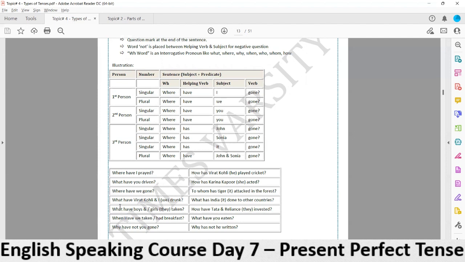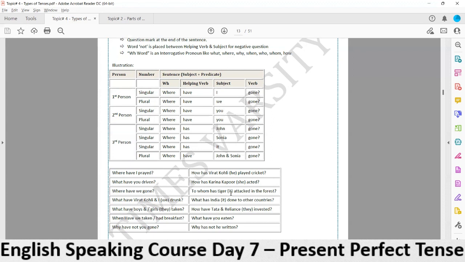Where have you gone? What have Virat Kohli and I drunk? What have boys and girls taken? And how has Virat Kohli played cricket? For example, let's say there was a cricket match and Virat Kohli was just out. Somebody who didn't watch the cricket asks the people who are watching, "So has Virat Kohli played today's match?" So like this. So how has Karina acted?